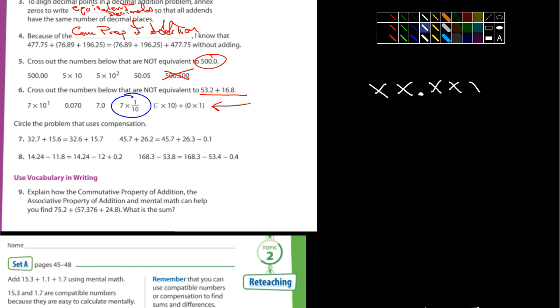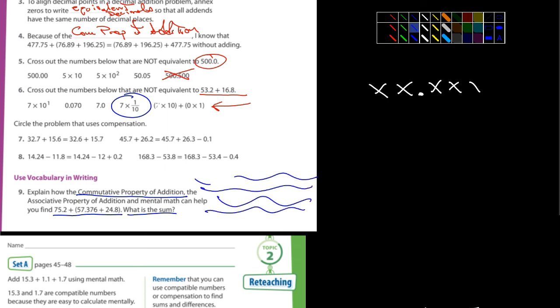Number seven, circle the problem that uses compensation. Well, you can go back in the beginning of chapter two and figure that one out. And then number eight also says the same thing. And number nine, it says explain how the commutative property of addition, the associative property of addition, and mental math can help you find those numbers that you would add together. And then it says, what's the sum? So you need to add those up and see if you can explain how the commutative property of addition, associative property of addition, and mental math can help. Go ahead and take the time and write kind of small and give me an answer in there. All right? Don't make it harder than it is.